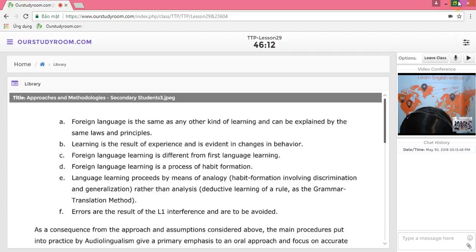As a consequence of the approach and assumptions considered above, the main procedures put into practice by audiolingualism differ abruptly, with emphasis on an oral approach and focus on accuracy, but grammatical explanation doesn't have an important role. That's all.